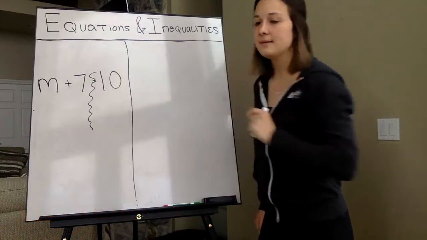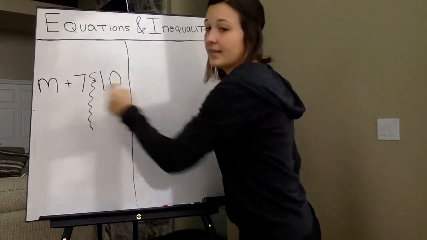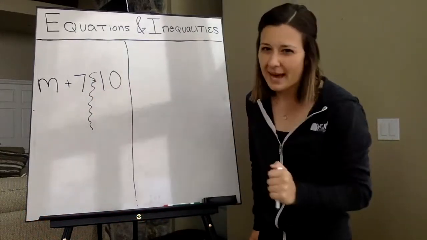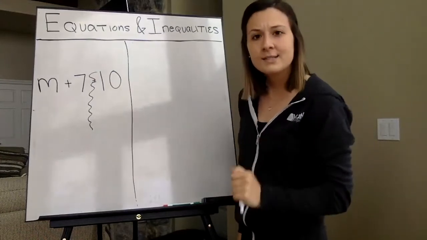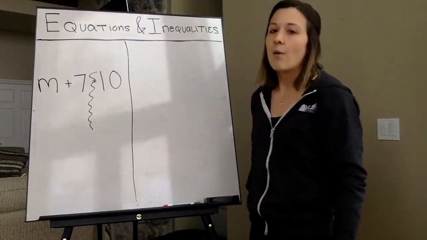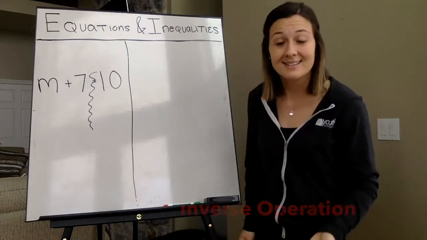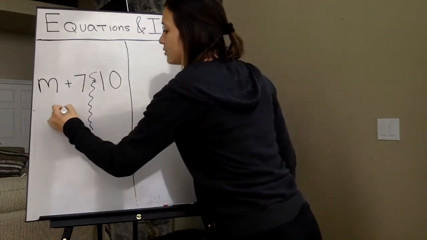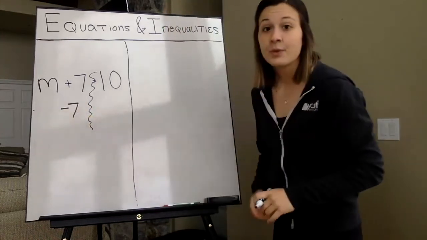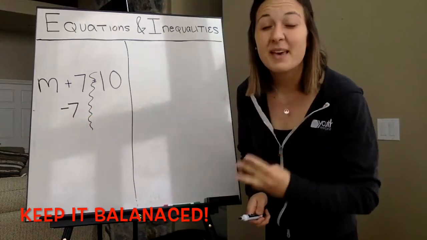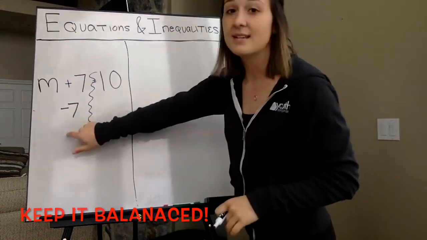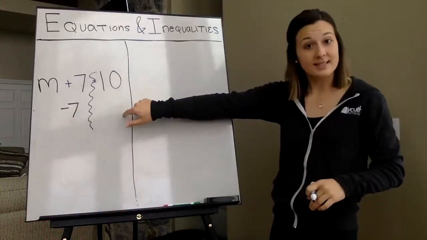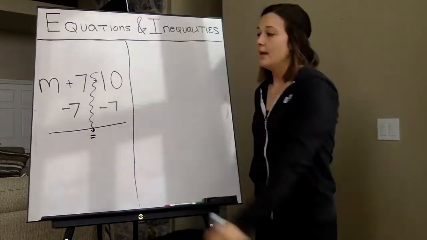If I have a plus 7 here and I'm trying to get n by itself, what can I do to that plus 7 to get it to go away? I could subtract 7. I can do the opposite of what's being done. So if I subtract 7 from this side, rule number 3 says keep it balanced. So whatever I do to this side, I also have to do to this side. So I'm going to subtract 7 over here.